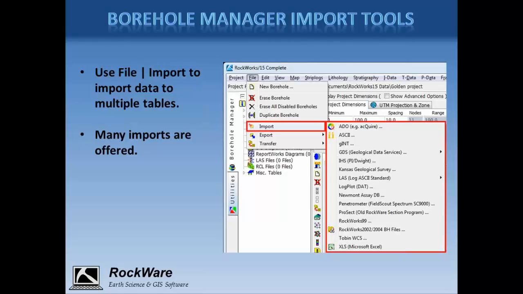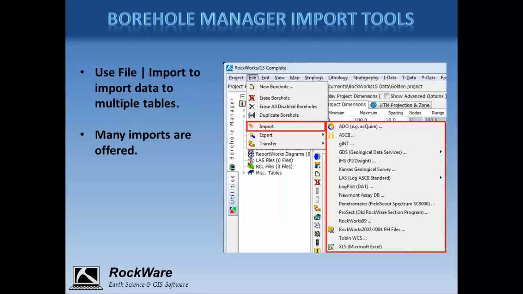The GINT import brings data in from the GINT software program via a correspondence file. The GDS import brings in Geological Data Services format files into the borehole database. The IHS tool brings in IHS Energy Group's 297 well data format files. The Kansas Geological Survey import brings KGS well and TOPS files into the database, and there's actually a how-to video on this import on our website and on YouTube.